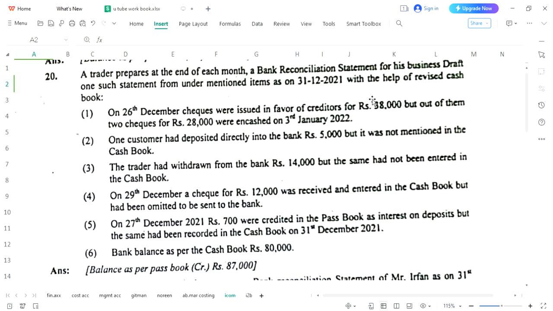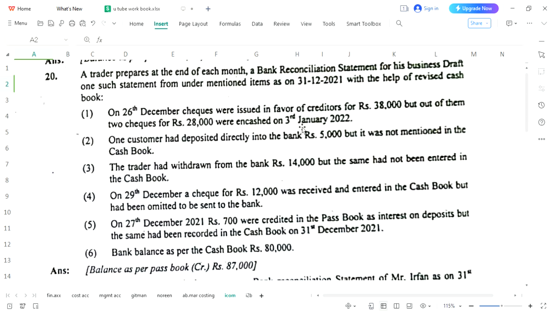Alright. So now you can see that on 26th December, which is in between this date, check issued. When it is issued, what will you search? Unpresented or uncashed. 38,000 total checks. Out of them, 2 checks of 28 encashed. Please underline this word, encashed. While we were searching for uncashed, UN, here it is written EN, encashed. It means these were cashed on 3rd January. Please note it down. Very important.